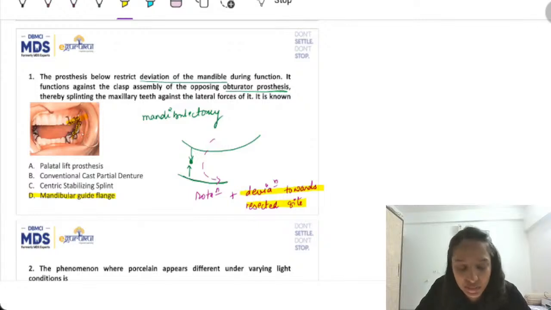Palatal lift prosthesis, option number A. Where will it be used? Sudhashri, Sachin, Rani, all of our students that are commonly there, routinely present in all our sessions.